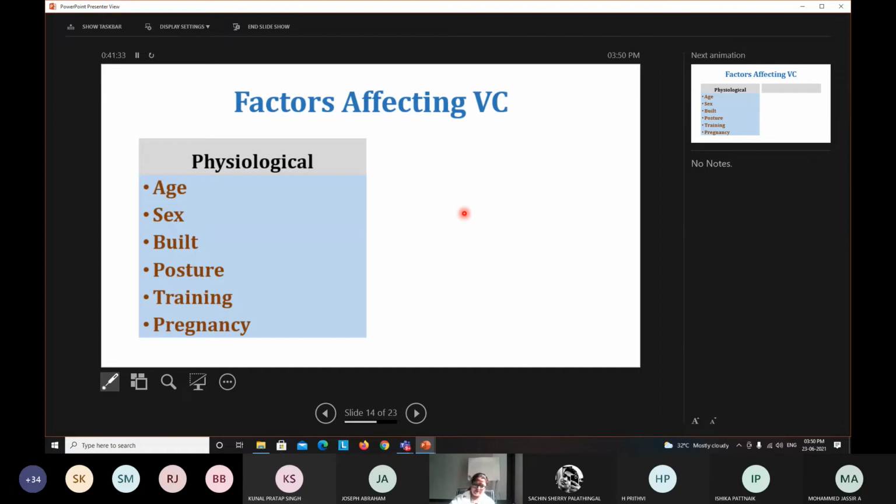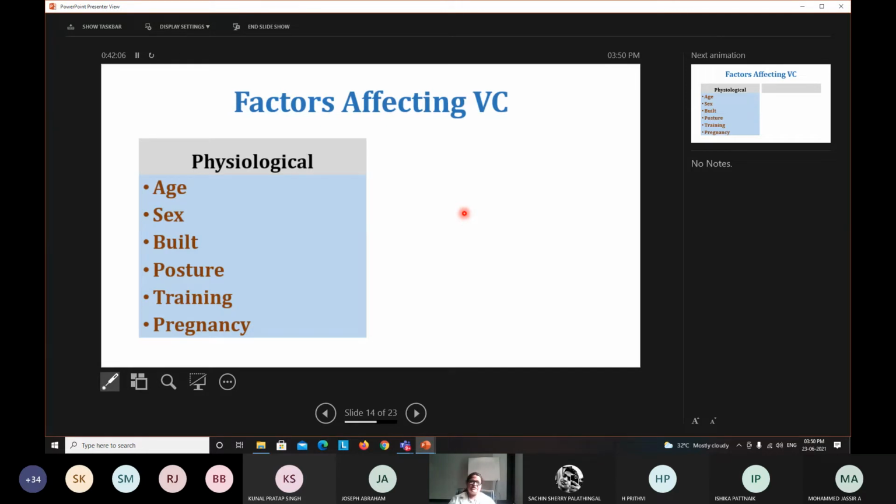Next factor is pregnancy. In pregnancy, because of the increase in abdominal size as the fetus grows, that hinders the downward movement of the diaphragm. So in a pregnant lady, especially in the 7th or 8th month, if you measure the vital capacity, it will be quite less compared to a lady of that age group.